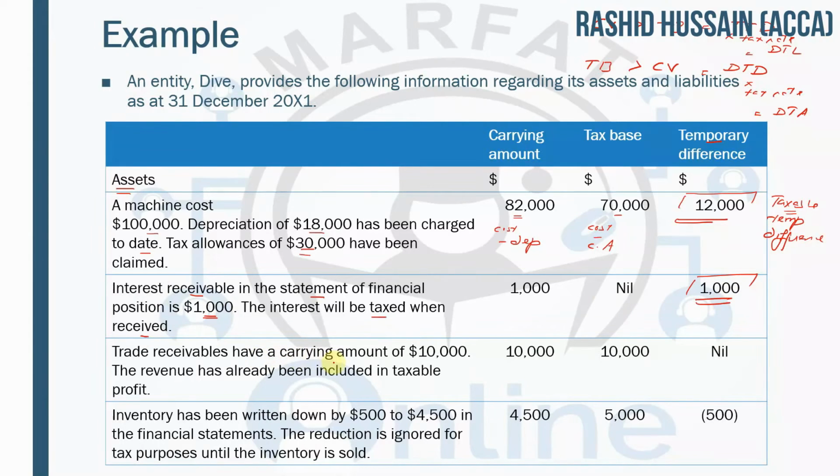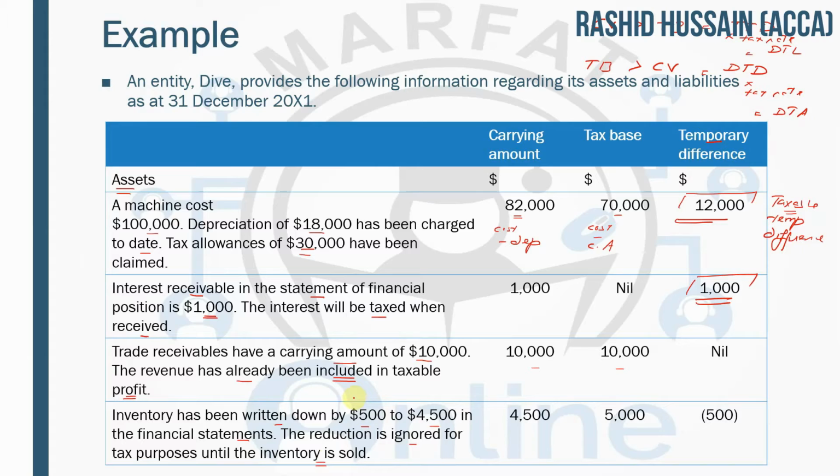Trade receivables have a carrying amount of 10,000. The revenue has already been included in the taxable profit. So here the carrying amount and the tax base are the same, so the temporary difference would be nil. Inventory has been written down from 5,000 to 4,500 in the financial statements. The reduction is ignored for tax purposes until the inventory is sold.